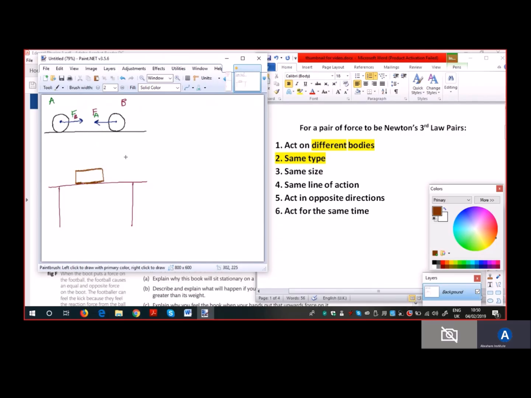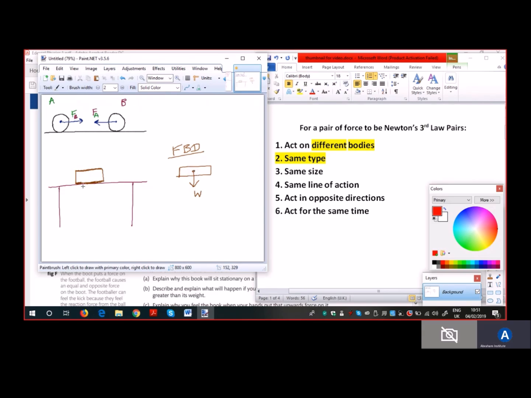Now if you draw a free body force diagram for the book, then you have to draw only the forces acting on the book. I will first draw the free body force diagram, FBD or FBFD, for the book. What are the forces acting on the book? One is the weight. This is exerted by the earth on the book. And the other is the normal reaction force or normal contact force exerted by the table on the book.